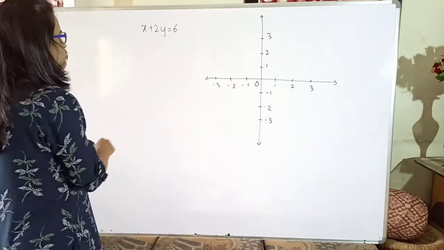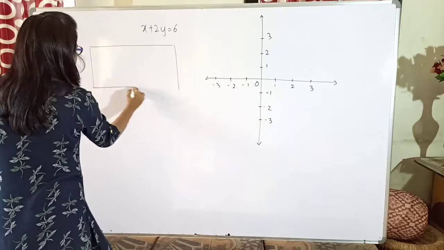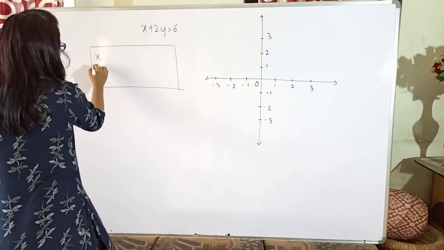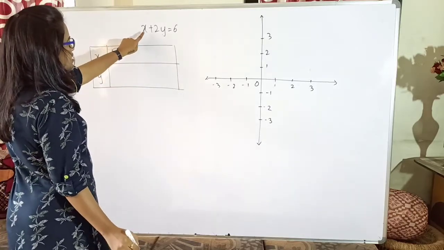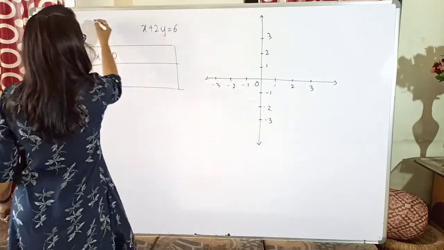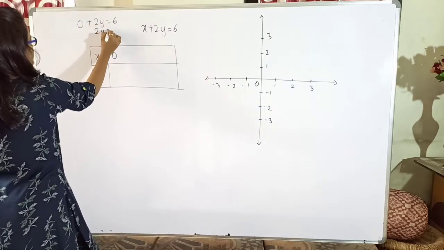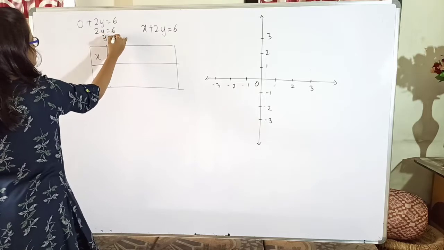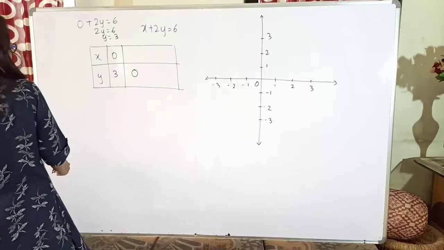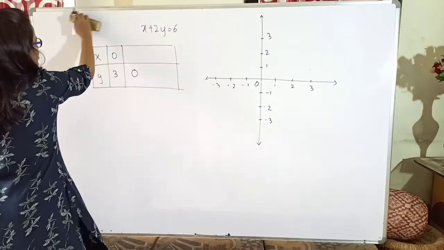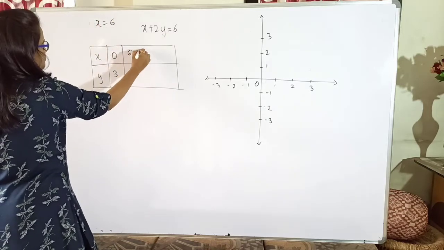Before that, let us find 2-3 solutions so that we can plot the points on the Cartesian system. Always take the first point as x equal to 0. So what value of y will you get? When x is equal to 0, you get 0 plus 2y equal to 6, which gives 2y equal to 6, and therefore y is equal to 6 by 2, that is 3. In the next case, consider y as 0. When you consider y as 0, this term will become 0, so you will get x equal to 6.